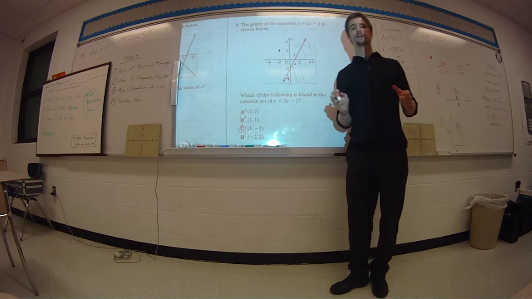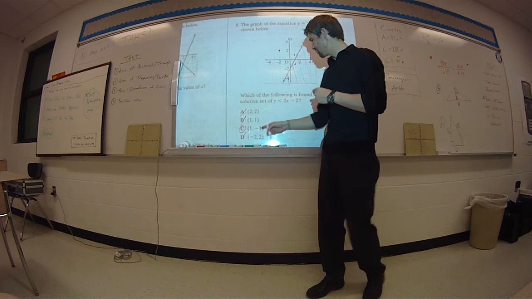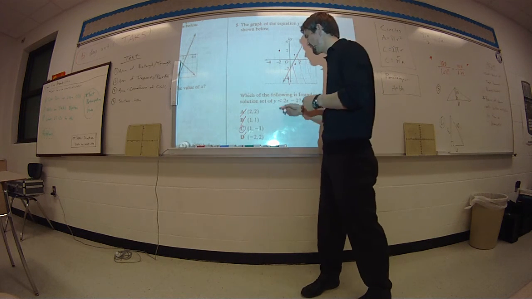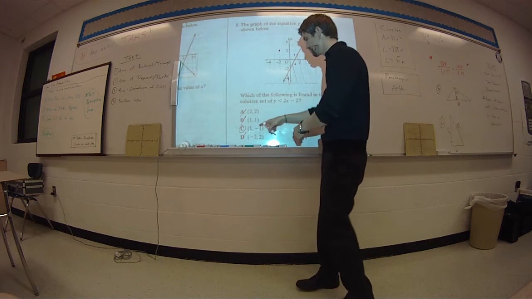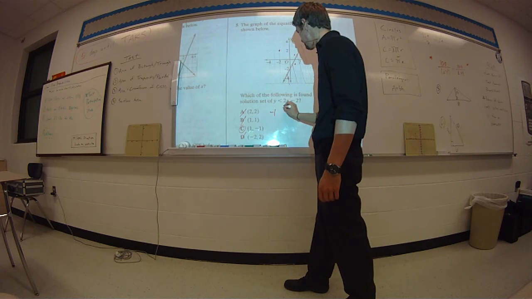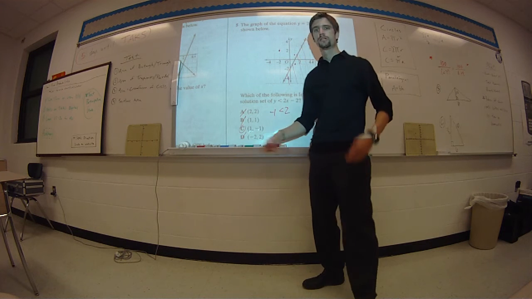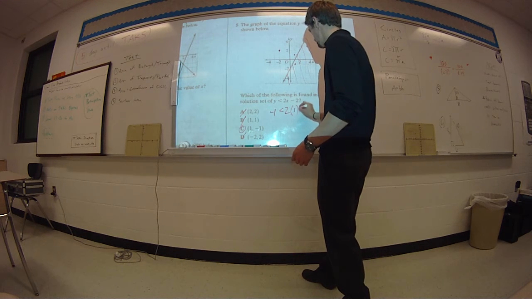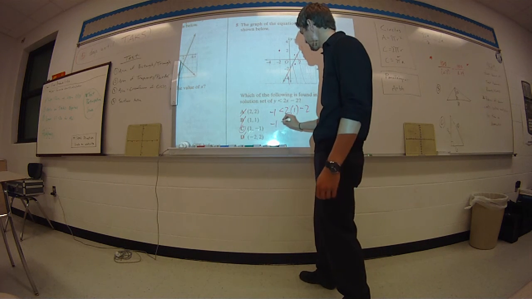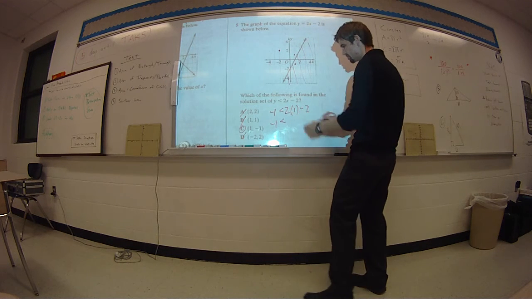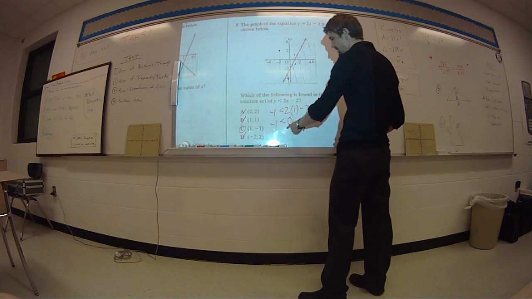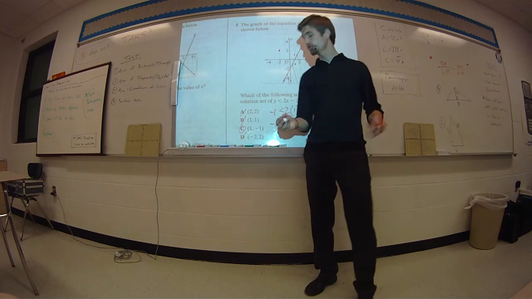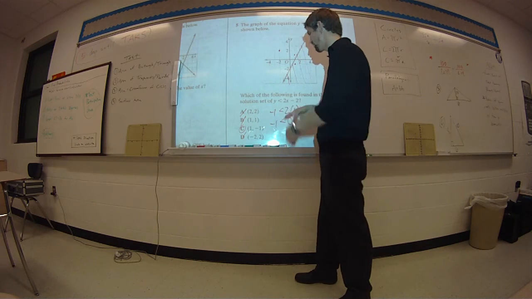Now let me show you something else. You could also plug 1, negative 1 in and then ask yourself, does this hold true? So we plug in a negative 1 for y is less than 2 times our 1 minus 2. So negative 1 is less than 2 minus 2, which is 0. Is negative 1 less than 0? Yes, that's true. That means 1, negative 1 works.